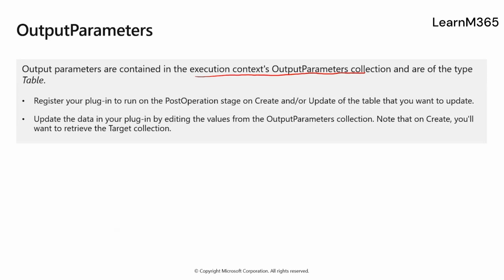So register your plugin to run on post operation stage on create or update of the table, and update the data in your plugin by editing the values from the output parameter collection. Okay, note that on create you will want to retrieve the target collection. So again, with the help of target, you would be able to refer to it.